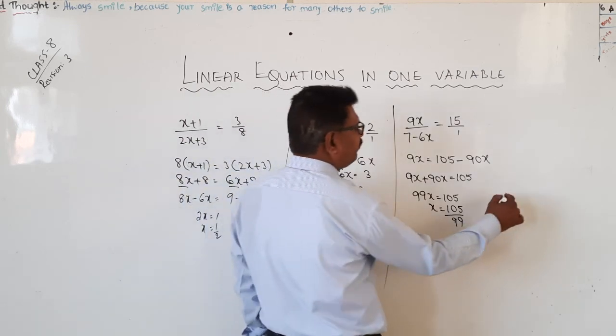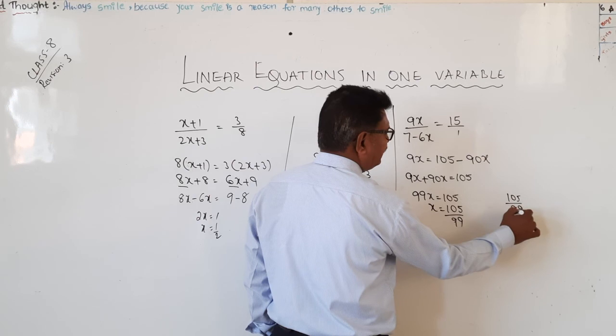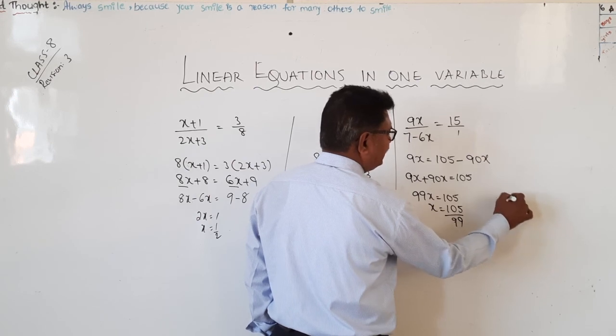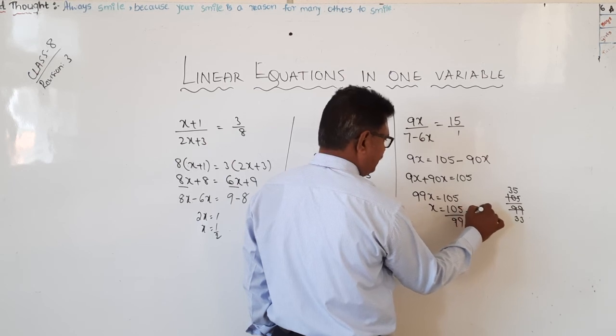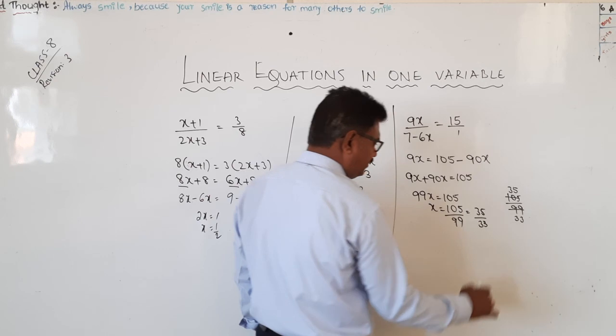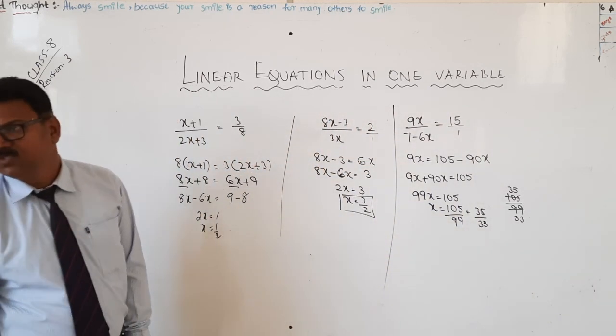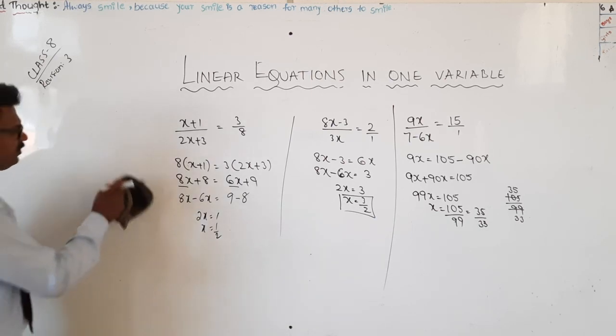Therefore you can simplify 105 divided by 99: 3 threes are 9, 3 threes are 9, 3 thirty-fives are 105. Therefore what is the answer? 35 by 33. Okay? So like this you should solve. There are some more problems.